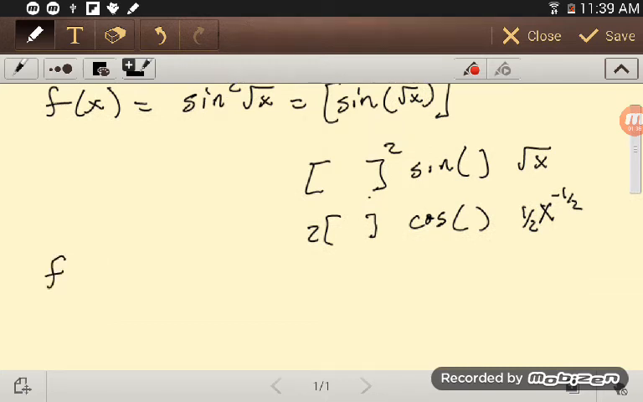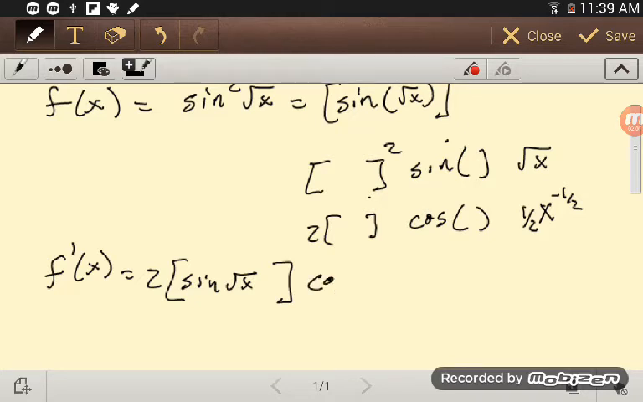So as I look at f prime of x, going from outside to inside, I have my 2 times whatever was on the inside of that. And that happened to be sine square root of x. And then I have the derivative of the sine function, which was the next part there. So that was cosine of whatever was inside of that. So, square root of x. And then finally, my derivative here of the square root of x, 1/2 x to the negative 1/2.